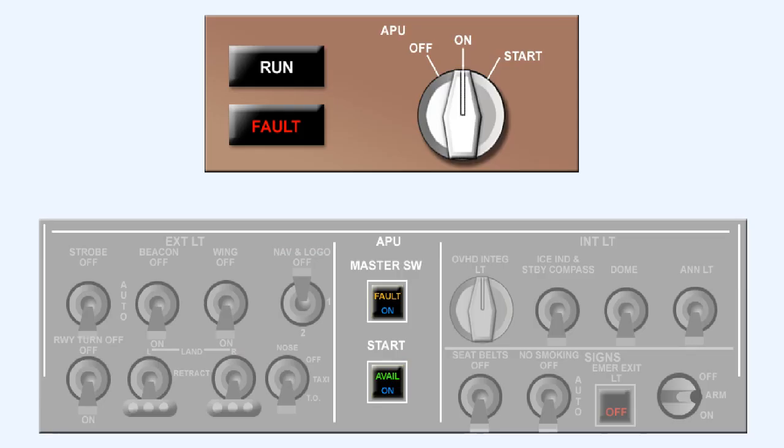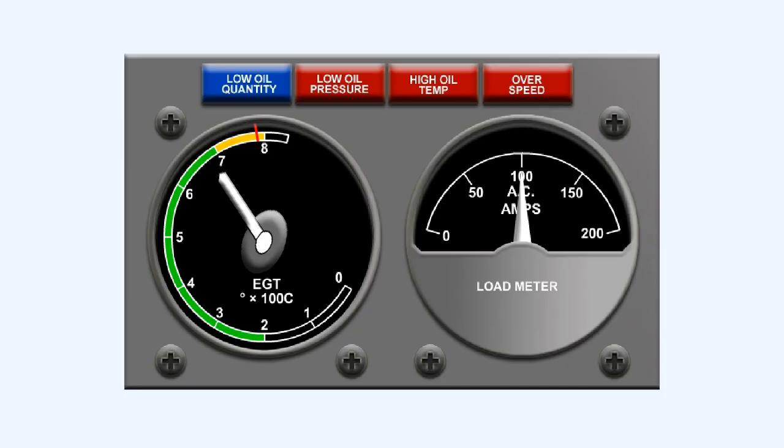These two auxiliary power unit control panels from the Boeing 767 and the Airbus A320 aircraft illustrate that the pilot has very little control or indication of what's happening on the auxiliary power units fitted to modern aircraft. On older aircraft, such as the earlier Boeing 737 series, the auxiliary power unit panels incorporate load meters and EGT gauges, as well as indicator lights which warn of low oil quantity, low oil pressure, high oil temperature and overspeed.